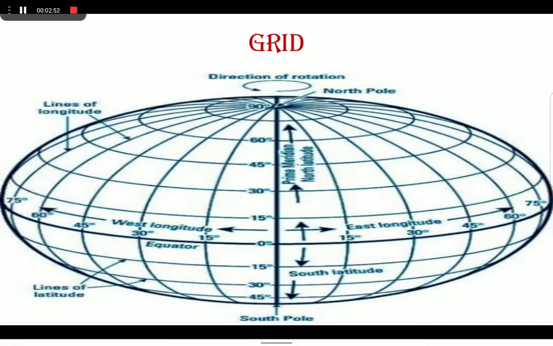Grid. What is meant by grid? Latitudes and longitudes crisscross each other to form a network of lines. The crossing of latitudes and longitudes on the globe forms a network of lines. So that is called a grid. With the help of this grid, we can locate places on earth easily.